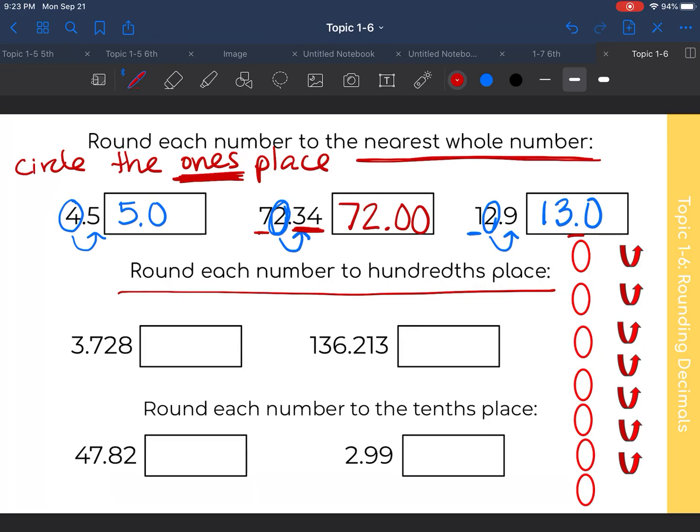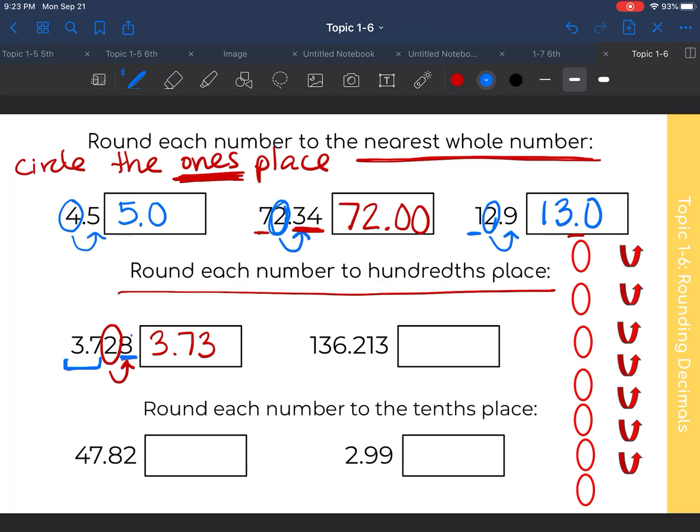So we're going to be circling the hundredths place value. So first step is to find your place. So the 2 is in the hundredths place. Find your place. Look next door to the 8. That 8 is 5 or above. So we give that 2 a shove. This 2 becomes a 3. All digits in the front stay the same. The 2 became a 3, bumped it up.